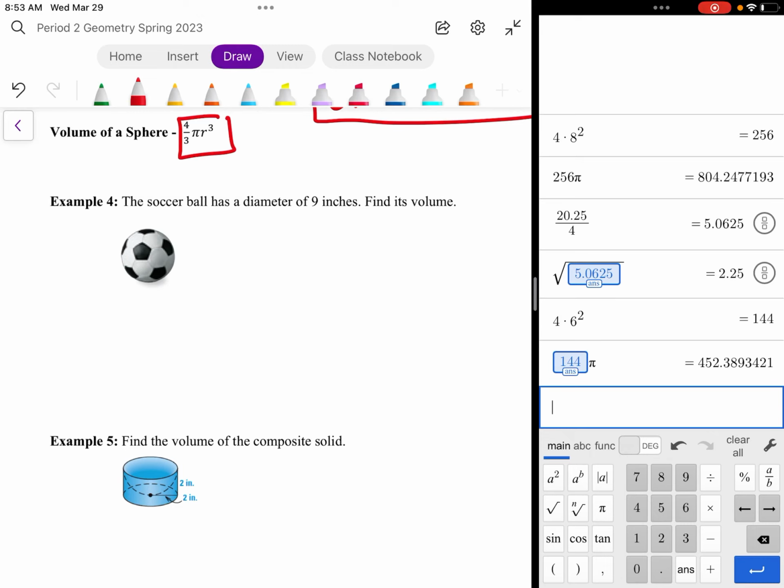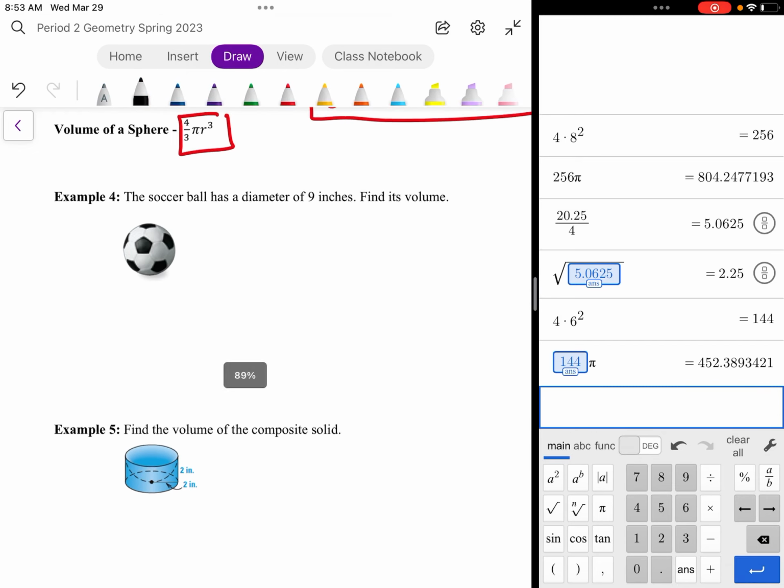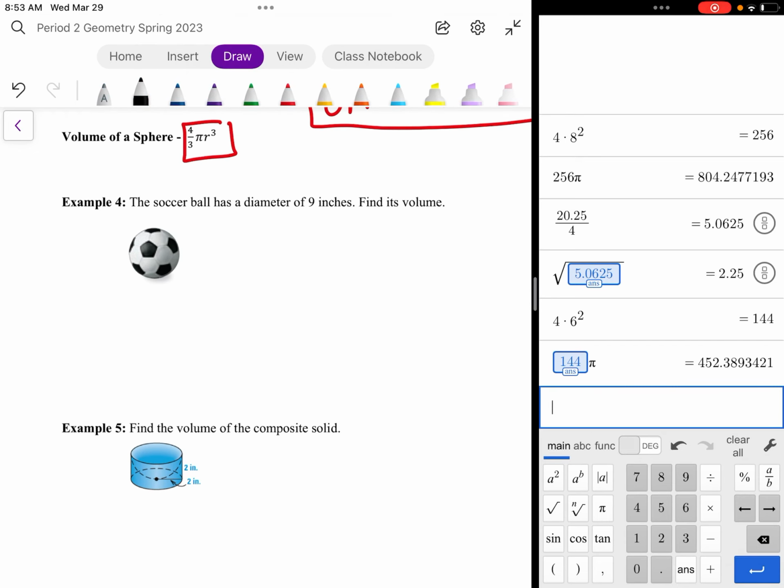volume is, I guess in a sphere, about the same amount of work. The volume formula is 4/3 pi r cubed. So if we do this, the soccer ball has a diameter of 9 inches. So if diameter equals 9, radius is half of that, 4.5. We are going to find its volume.